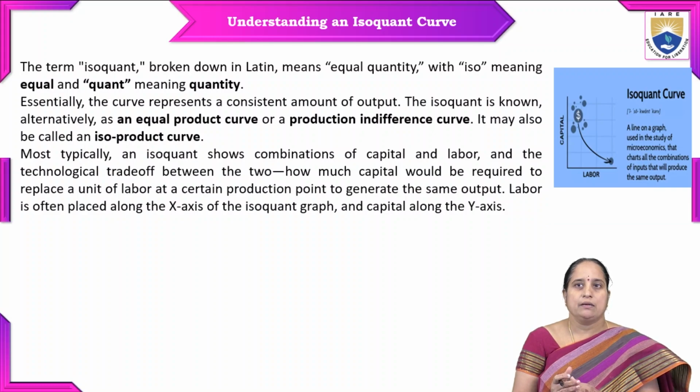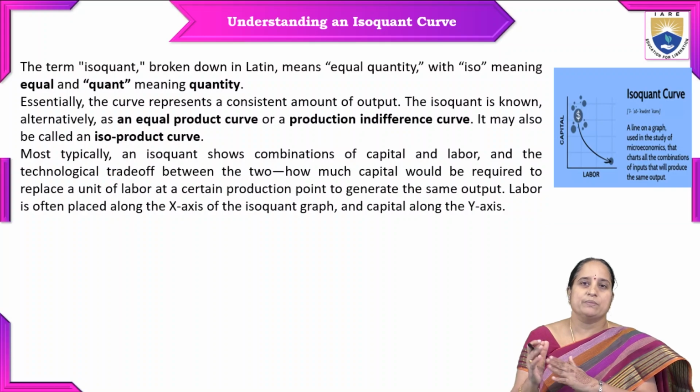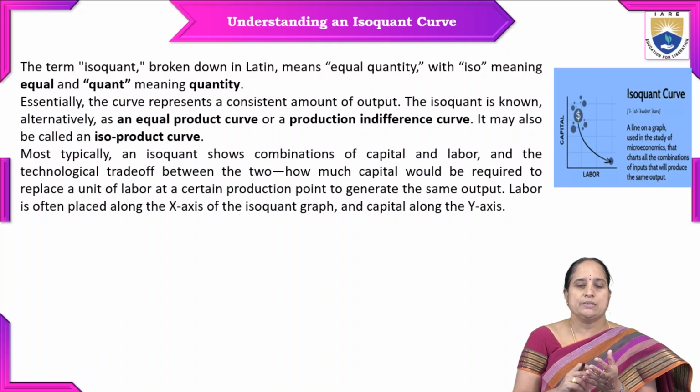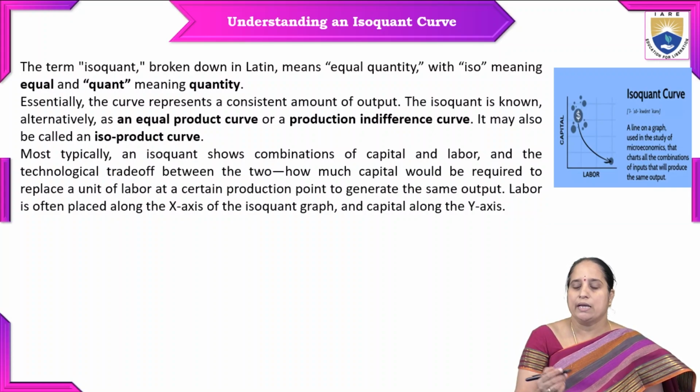Most typically, an Isoquant shows the combination of capital and labor and the technological trade-off between the two, how much capital would be required to replace a unit of labor at a certain production point to generate the same output. So even though you are making changes in the input factors, the output remains constant. That is the concept of Isoquant. Labor is often placed along the x-axis of the Isoquant graph and the capital along the y-axis.